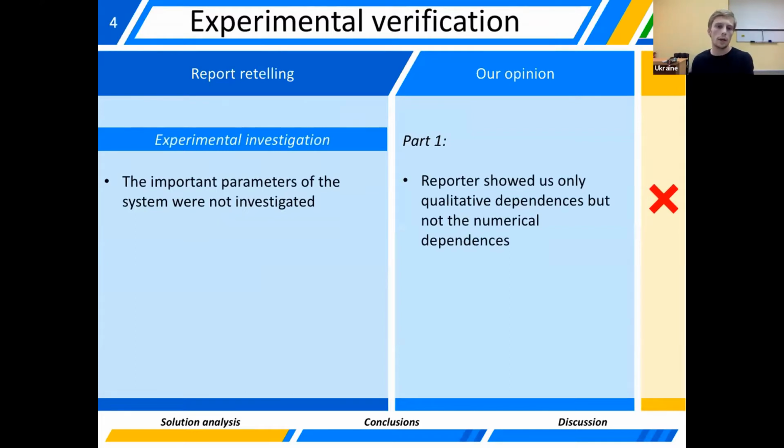I think that many important parameters of the system were not investigated, and they're really very important. Even in the experimental part, we didn't see any values or any numbers. We think that, as a statement of the problem, the reporter had to investigate the accuracy. In her report, she told us about the parameters influencing the accuracy and precision of her device, but there are no values, no percentages of these values, we think.